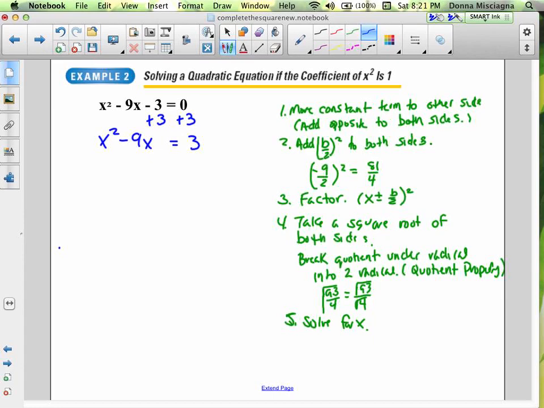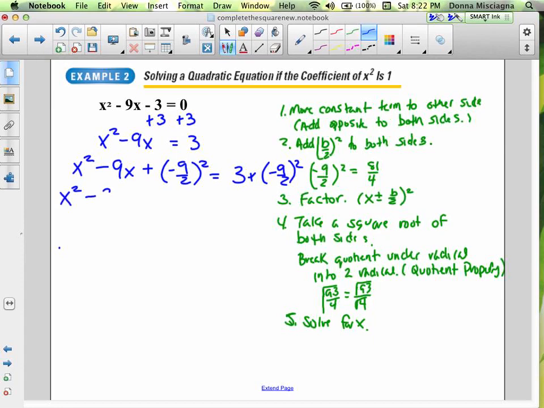All right, so we're going to add, and I'm going to write all the steps here. So x squared minus 9x, we're going to add a negative 9 divided by 2 squared to both sides. I like to write it like that so that I can see exactly what I'm adding, and I don't have to write anything else. I know exactly what I'm adding, and I don't make a careless error because I'm doing it in my head.